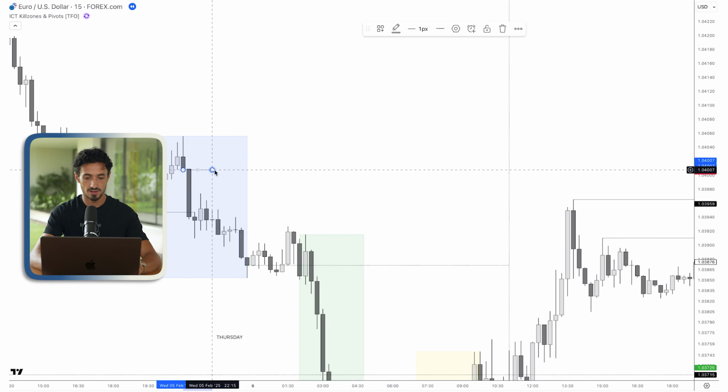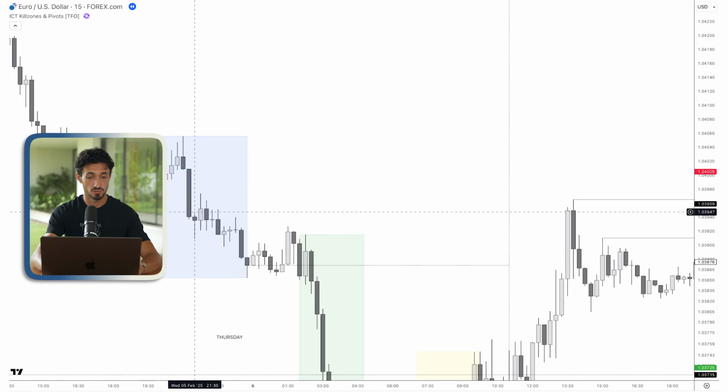That is an imbalanced price range. And the objective of price is to be balanced. It's to create fair value. So why these areas are important is because oftentimes, with a statistical probability, price will trade back into those gaps.